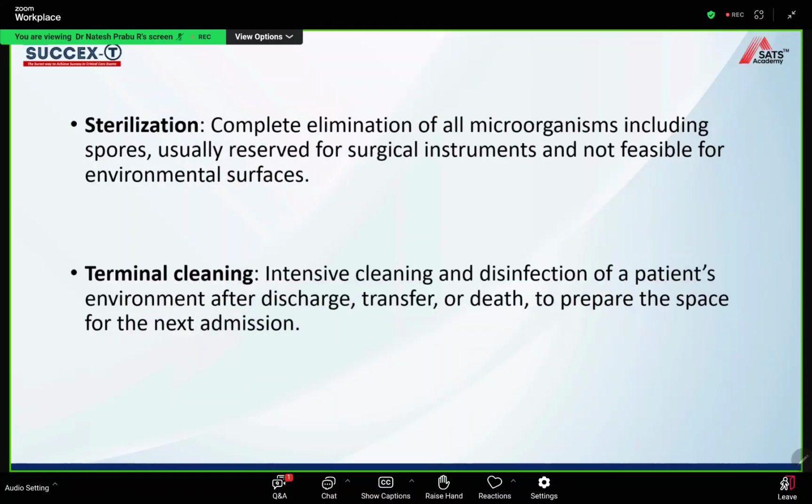Coming on to sterilization, it's the complete elimination of all microorganisms, including spores, and usually reserved for surgical instruments and not feasible for environmental surfaces. And there's something called terminal cleaning, which is the intensive cleaning and disinfection of a patient's environment after discharge, transfer, or death to prepare the space for the next admission. That is terminal cleaning.